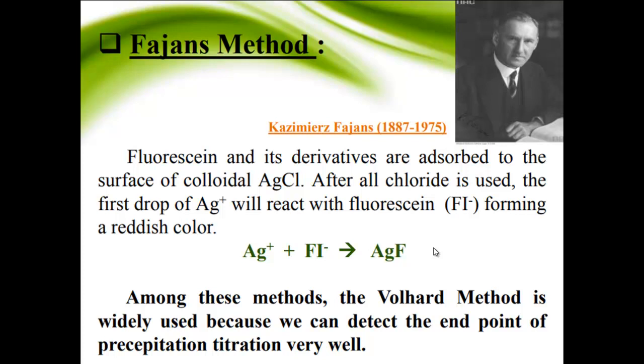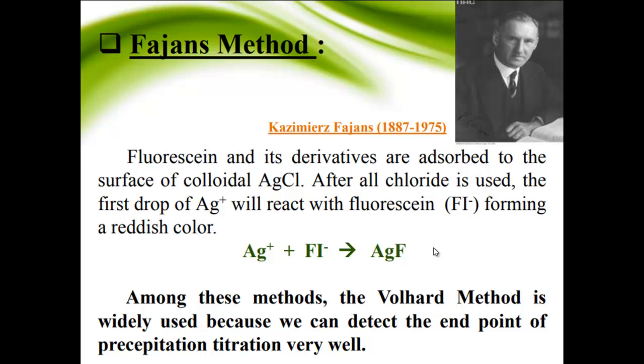The action of these indicators is based upon the simple fact that at the end point the indicator gets adsorbed by the precipitate, and during the process of adsorption a change in color of the indicator will take place, which may result in a substance of different color. They are therefore termed as adsorption indicators. Okay, so fluorescein and its derivatives are adsorbed to the surface of colloidal silver chloride, AgCl. After all chloride is used, the first drop of Ag+ will react with fluorescein, forming a reddish color.